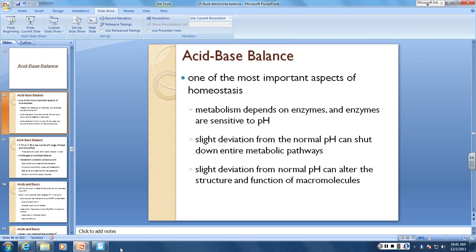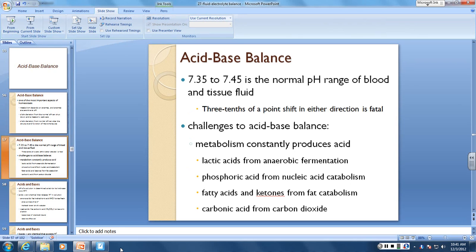Slight deviation from normal can also alter the structure and function of proteins, the macromolecules that make up the cells. And temperature is the same, so that's why body temperature has to stay very close to 98.6 degrees, because any shift is going to have an adverse effect on the proteins and enzymes.